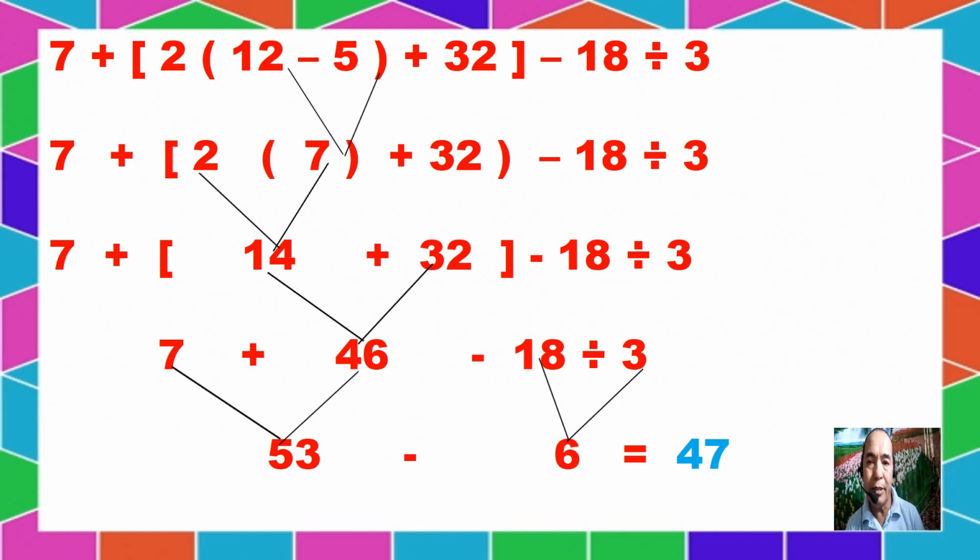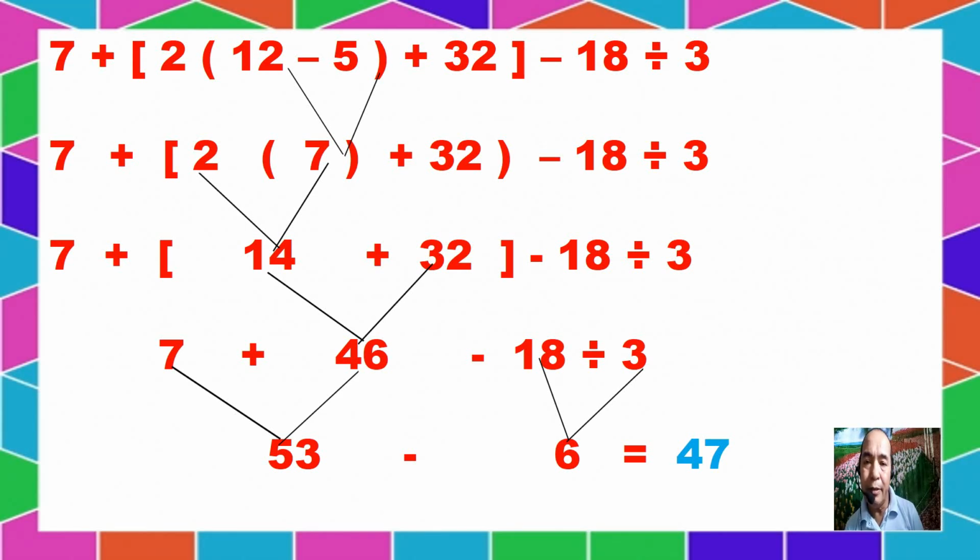So, this is now the grouping. Again, applying rule number 1, we will perform the operation inside groupings beginning with the innermost pair. Meaning, we will start with the innermost. So, we have the grouping in parentheses, which is 12 minus 5. We will perform 12 minus 5, which will give us 7.